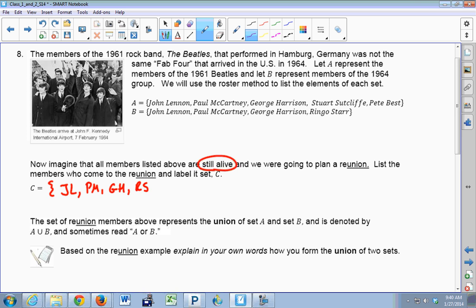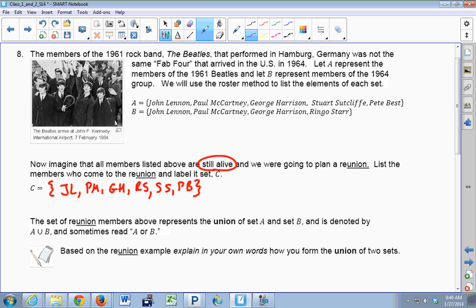Is that all you want to put in there, Summer? Well, Ringo Starr wasn't there. Well, let's see what it says. So this is why it's important. Right. All of them. So who else would I put in here, Summer? Stuart Sutcliffe and Pete Best, right? So did I list John and Paul and George twice?